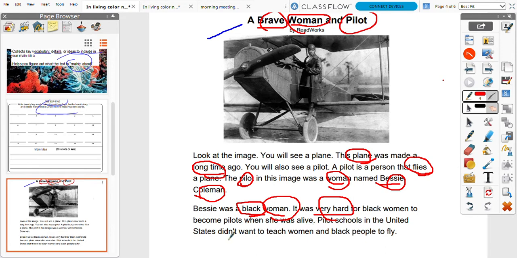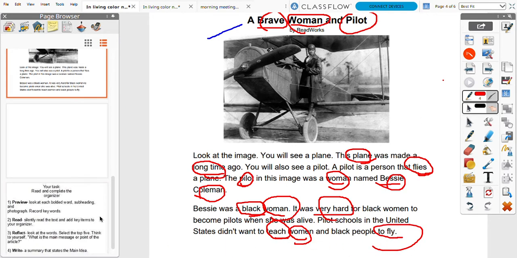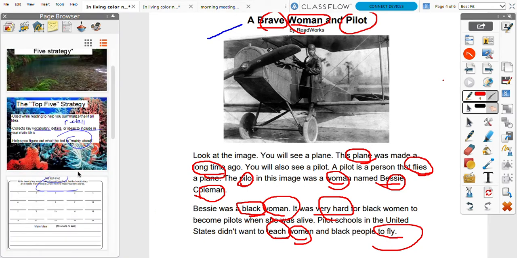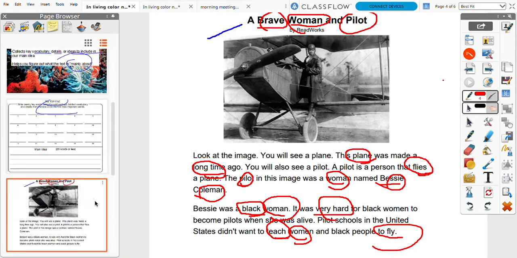Pilot schools in the United States didn't want to teach women and black people to fly. So teach women to fly. So when I think of this as my top 5 here, which one of these words would be the most important words? I'm going to put those ones in highlighted yellow.